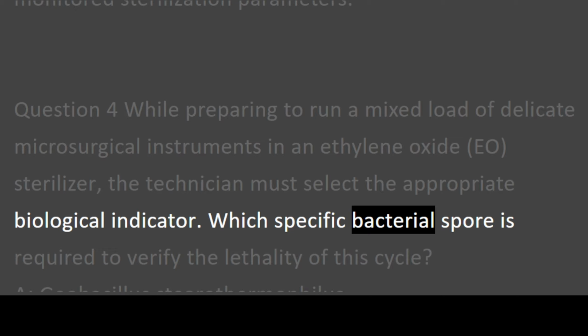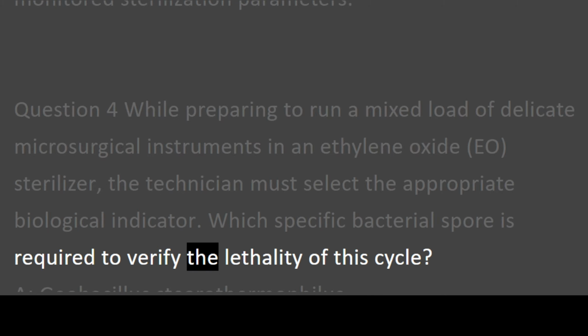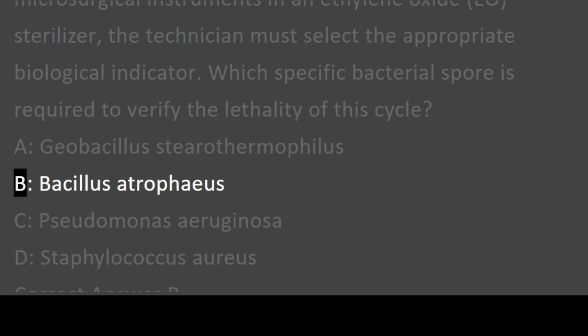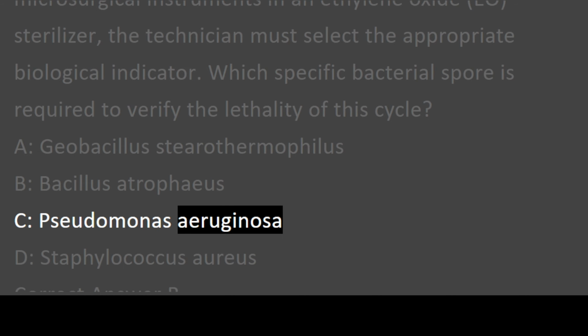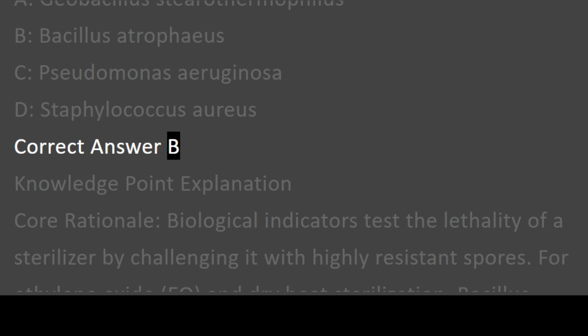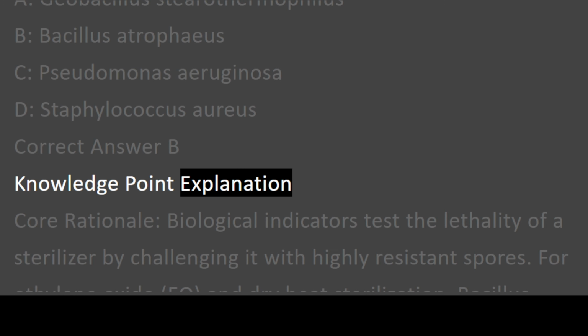Which specific bacterial spore is required to verify the lethality of this cycle? A. Geobacillus stearothermophilus. B. Bacillus atrophaeus. C. Pseudomonas aeruginosa. D. Staphylococcus aureus. Correct answer: B. Knowledge point explanation.